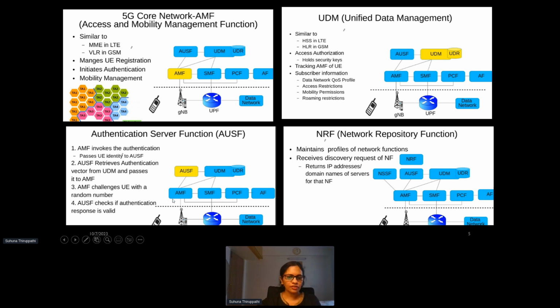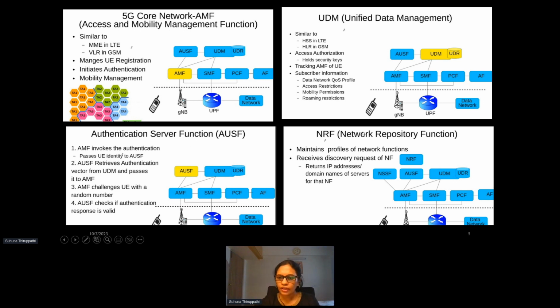Basically, when the mobile sends its identifier to the AMF and then to the AUSF, the AUSF tries to fetch the authentication vector from the subscriber's information in the UDM, and it passes it on to the AMF. The AMF challenges the UE with a random number, and also checks if the authentication response is valid or not. So these are the functionalities that are provided by the AUSF.